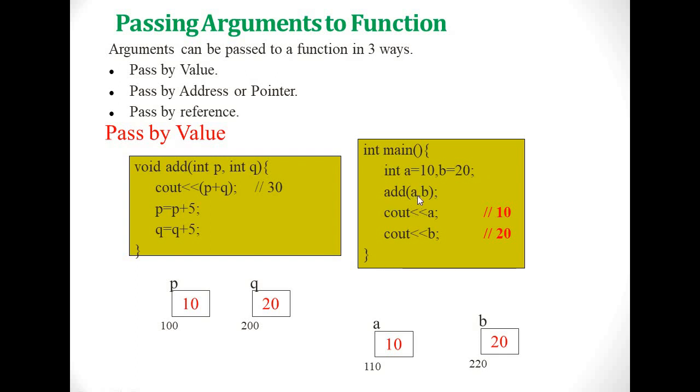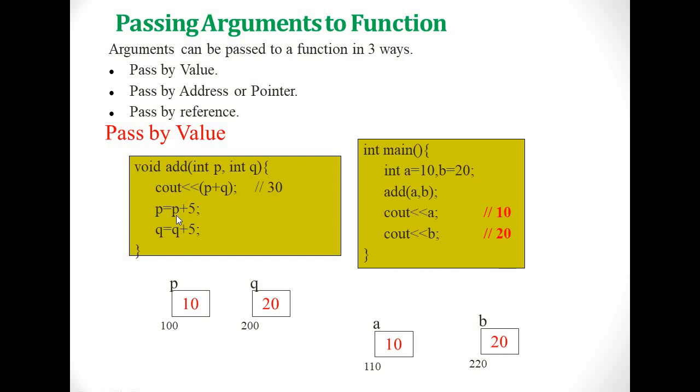So add(a, b), the function add will be called, and then the a and b values are passed to p and q correspondingly, and then the p and q values are added. 10 plus 20 is 30, and then 30 will be printed.